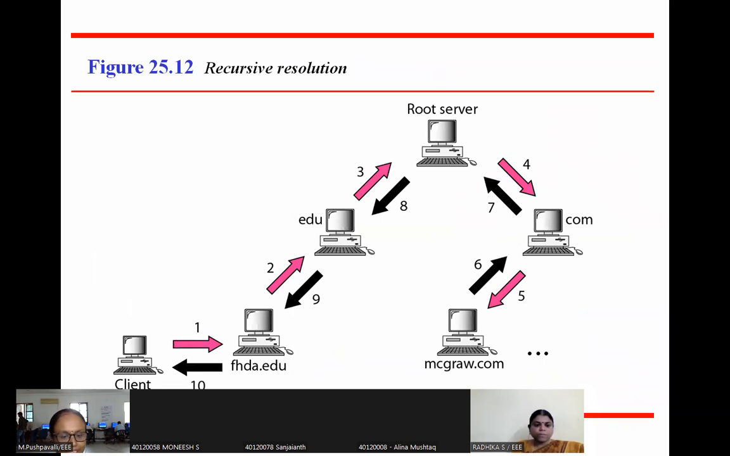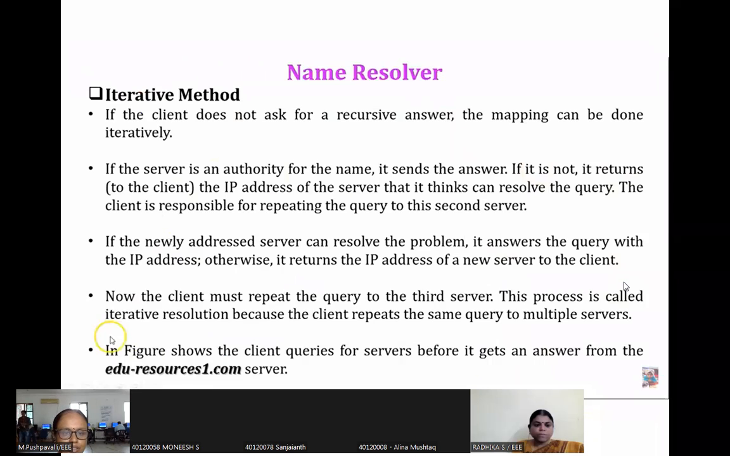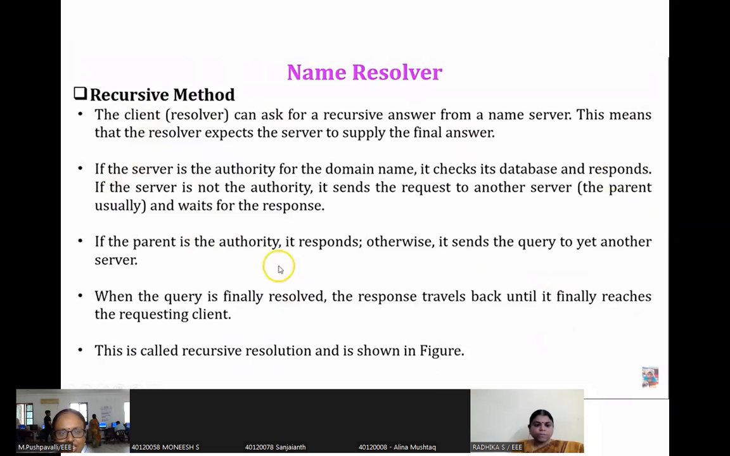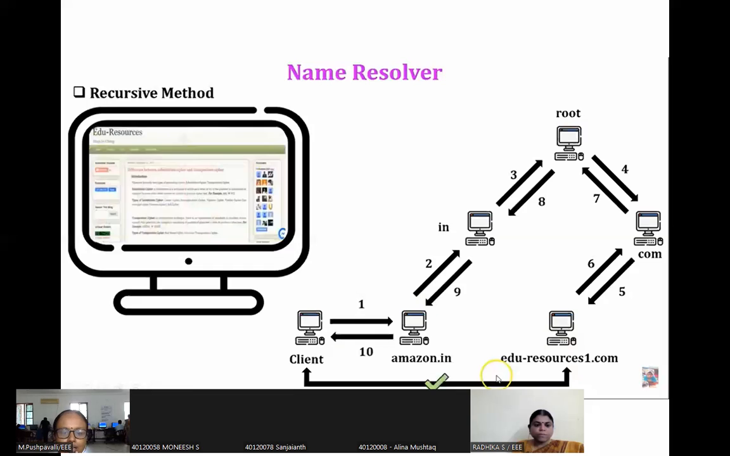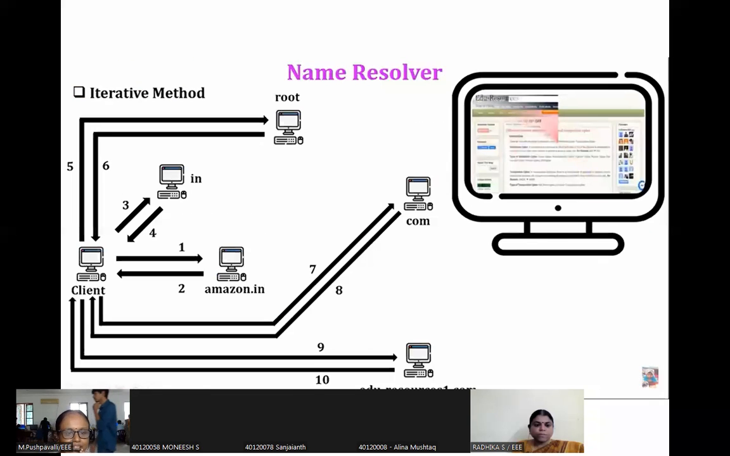Okay. You see, recursive, how it is searching. You just see .edu I am doing. If I want to go with the .com, the root server goes and searches the .com and then it will communicate and display that. Okay. This is the way. Iterative method is nothing but what we have seen in the name resolver now. Just see the recursive method. What it will do, it will check the database and respond to the parent server. That is the recursive method.